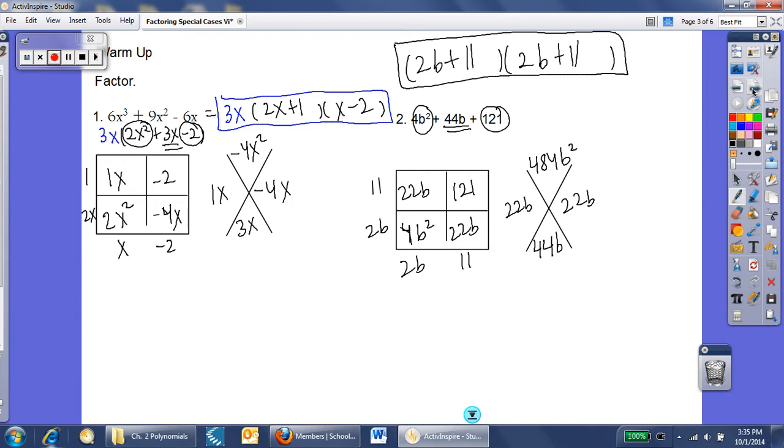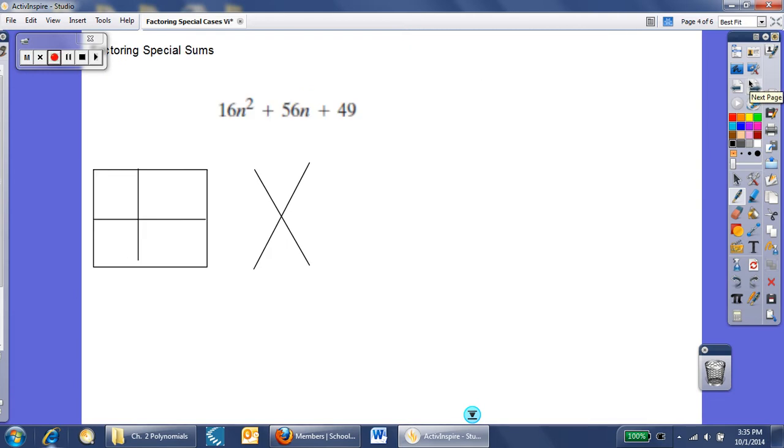Let's go ahead and get into the lesson for today. Factoring special sums is the first part. We can start this one. It should look really familiar to the warm-up. Remember that we're trying to get this into parentheses to make this a product. You can think in your head, if I don't use the box and the x at all, is there a way I can think about this by just thinking about FOIL?